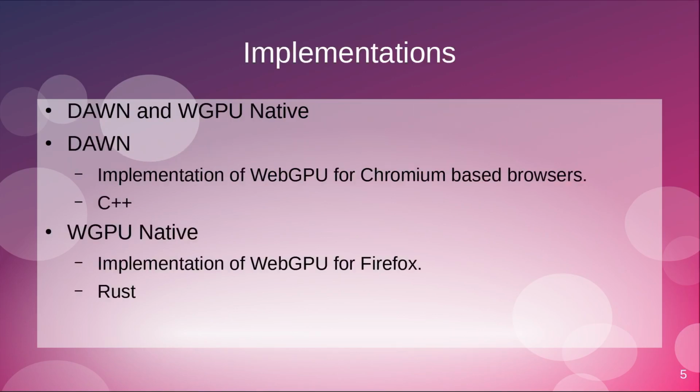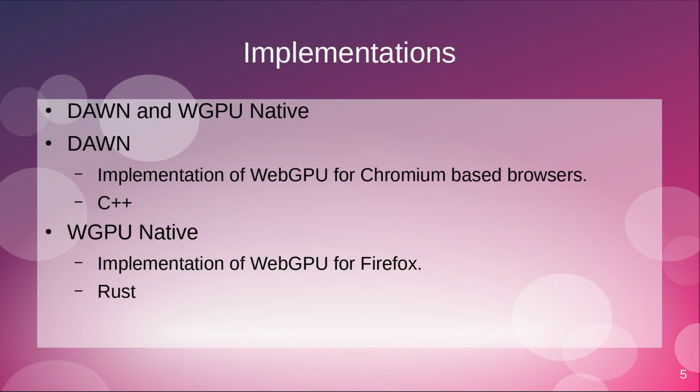There are two implementations of WebGPU. What does that mean? Someone had to actually write WebGPU and make it use Vulkan, Metal, DirectX 12, right? Someone had to write WebGPU, and basically they had to wrap it around those. So we have two main implementations, maybe some others. One is Dawn. It's used for Chromium-based browsers, meaning Edge, Chrome, obviously. It's written in C++. The other one is WebGPU native. That's done by the Firefox team, and it's written in Rust.